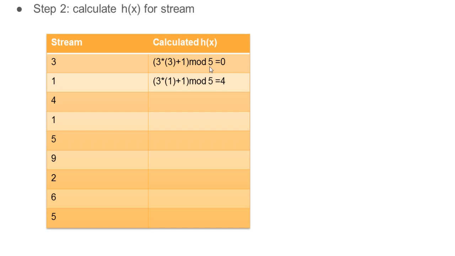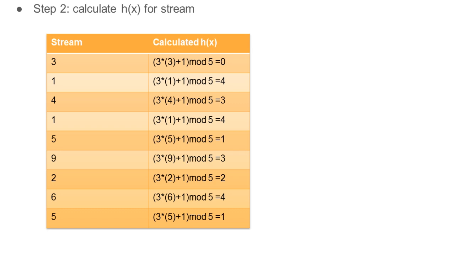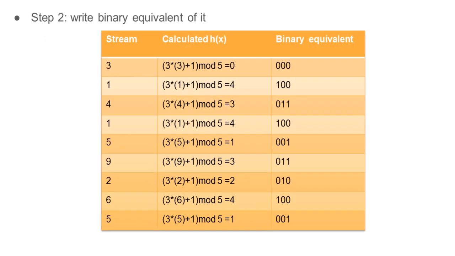So for 1 it is 3 into 1, 3, plus 1, 4. That is 4 mod 5, which is 4. Like that you will complete this table of hash function. So for 4, 1, 5, 9, 2, 6. So in step 1, we find out the hash function for the given stream.